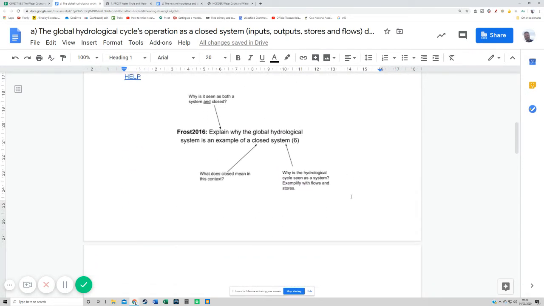If we look at this type of exam question you might face, this was from the Frost textbook, explain why the global hydrological system is an example of a closed system. What you'd have to do with this is look at why it's seen as both a system in the first place and why it's closed. A lot of people miss the system part out of this and just talk about the closed part. And then we've got to think about how this is closed within the hydrological setting and try and exemplify this with some flows and stores, which is what we're going to look at now.